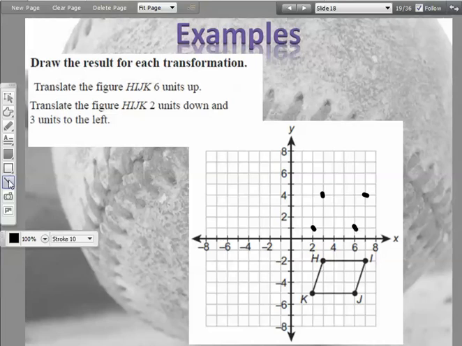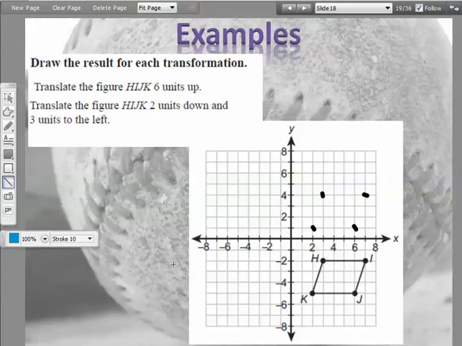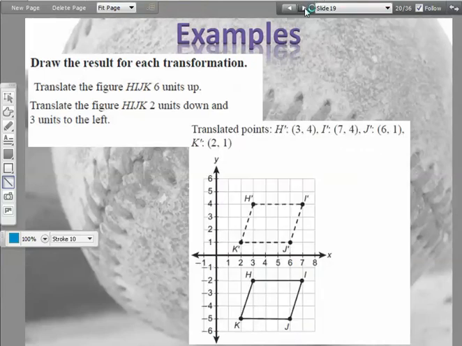And then if I wanted to, I could just kind of change my color here a little bit. I could go ahead and connect my points. Got some real fat lines going there. And you can see how it translated up. And let's see if I got her correct. I sure did, looky there. And the points are named as well. You always put that little apostrophe for your image.